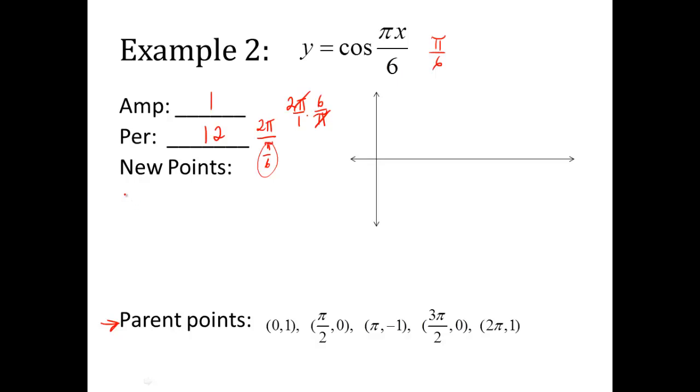So for my new points, again, I'm going to take all my x values and divide them by pi over 6. All right? So 0 divided by anything is still 0. So that first point is going to be fine. The next one, okay? Pi over 2 divided by pi over 6. Keep it, change it, flip it.